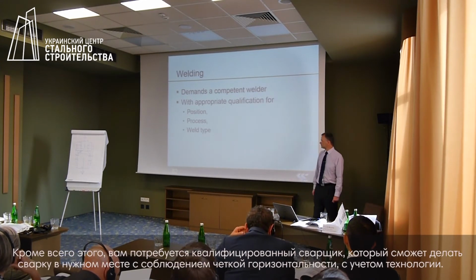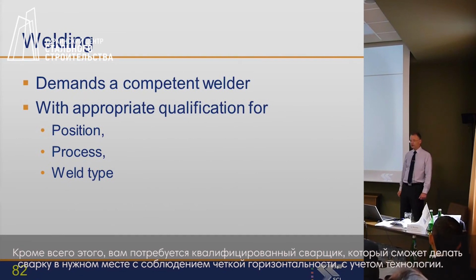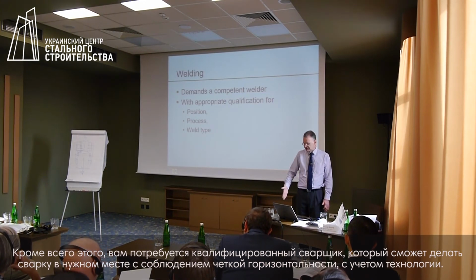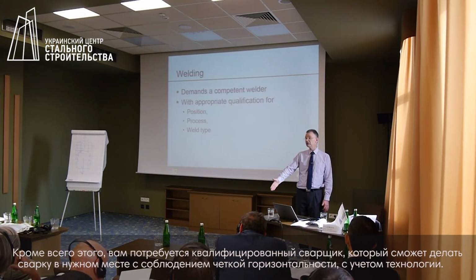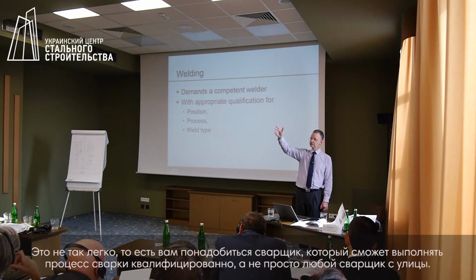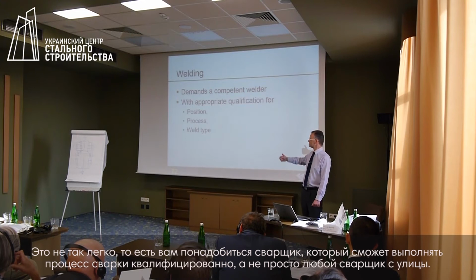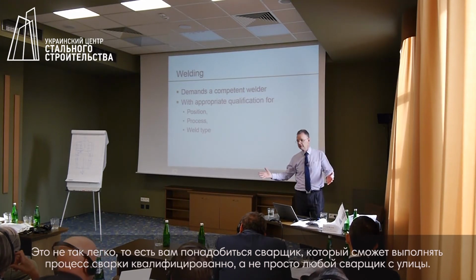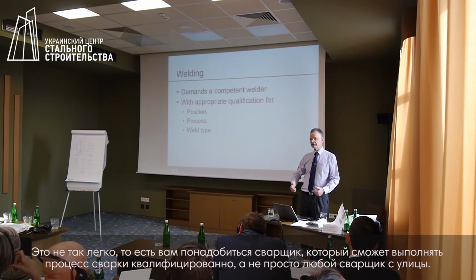As well as the weld procedure, you would need a welder who is qualified to weld in the appropriate position. So welding vertically down is straightforward. Welding overhead is much more difficult. So you need a welder who is able to weld in those positions. Not any old welder, but a welder who is qualified working to a weld procedure.